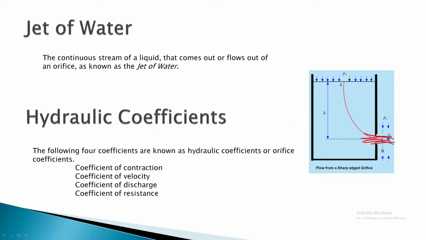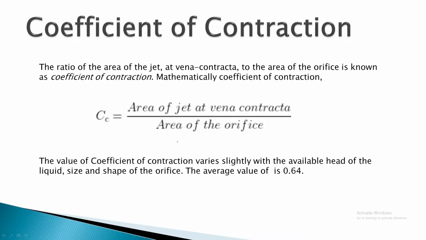What are the hydraulic coefficients for this case? The following four coefficients are known as the hydraulic coefficients. What are they? The first one is the coefficient of contraction, then the coefficient of velocity, the coefficient of discharge, and the coefficient of resistance. One by one we will see the mathematical formula for each.